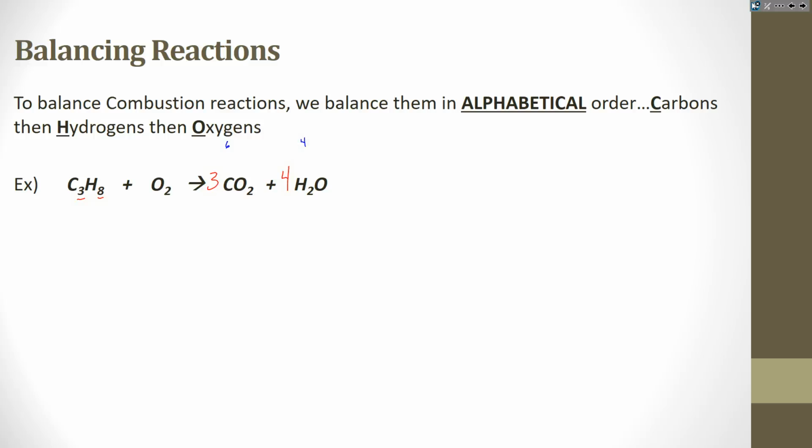and 4 times 1 is 4 more oxygens there. So that's a total of 10 oxygens on the product side. So to get 10 oxygens on the reactant side, I'm going to put a 5 there. And now my reaction is balanced. So it would be 1, 5, 3, 4. Now, sometimes it gets a little trickier where it doesn't always work out so nicely.